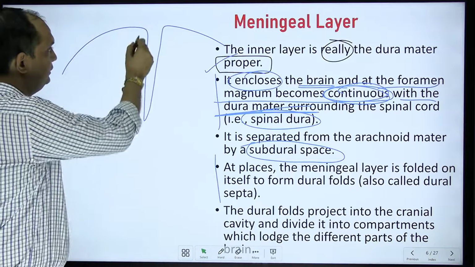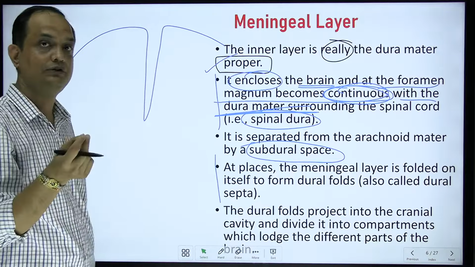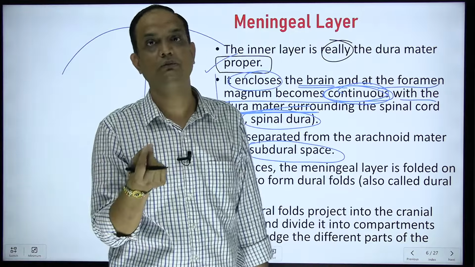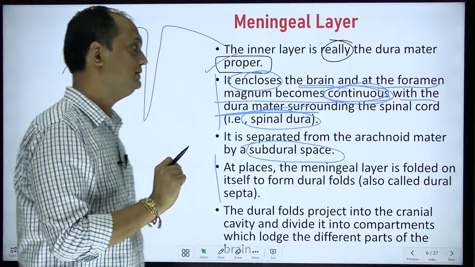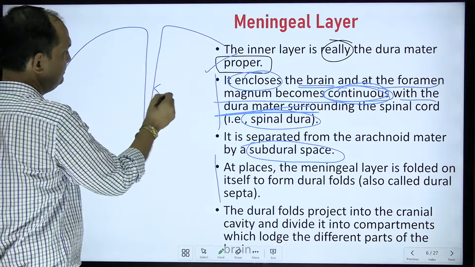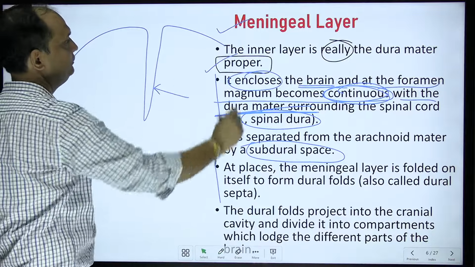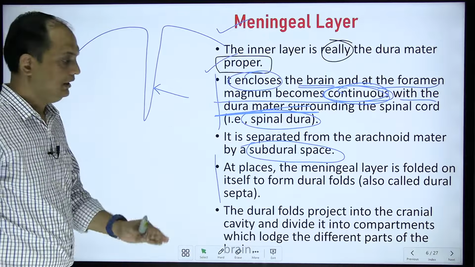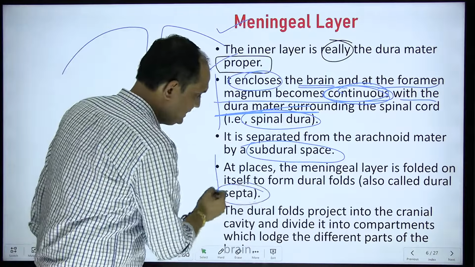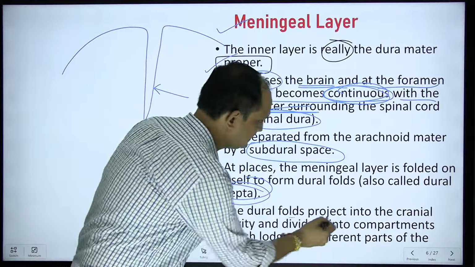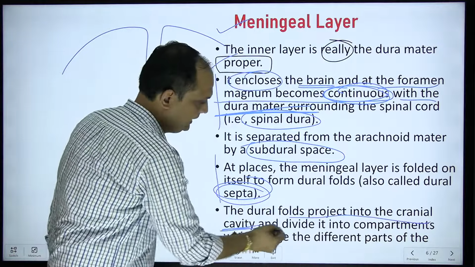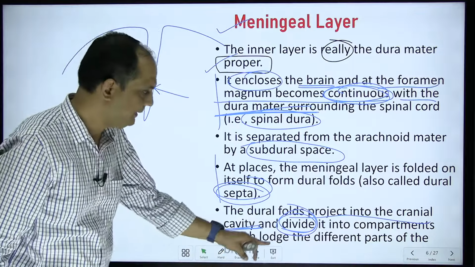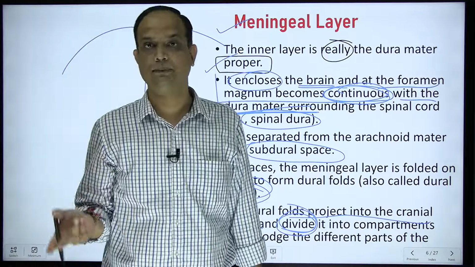Now this fold is formed by the endosteal layer. This is formed by the meningeal layer, or arachnoid mater, or pia mater. The answer is that the folds always come from the meningeal layer of the dura mater. Now this meningeal layer of the dura mater forms the septa, and the dural fold projects into the cranial cavity and divides this cavity into compartments, and these compartments contain different parts of the brain.